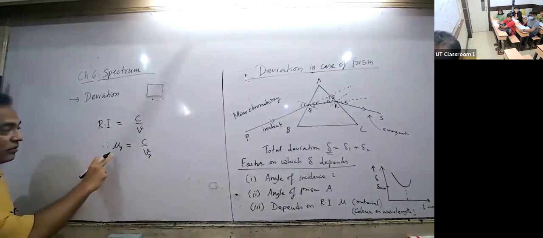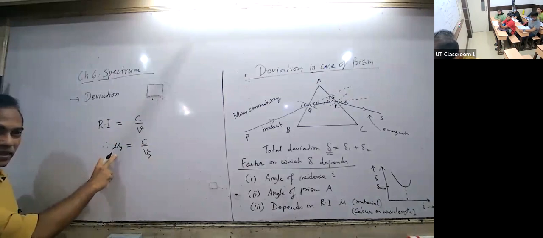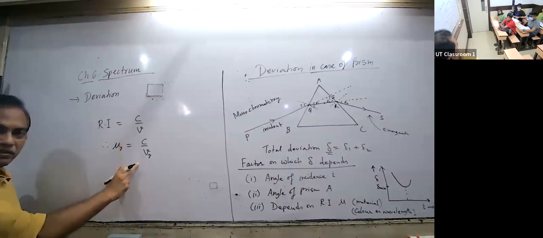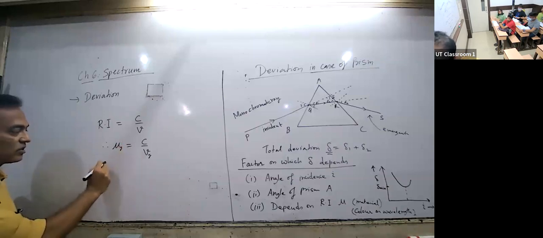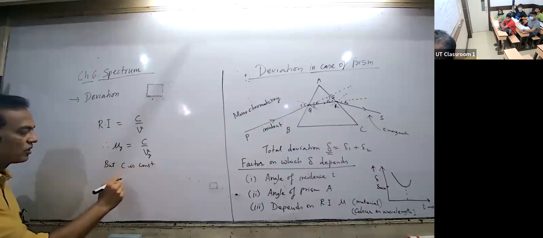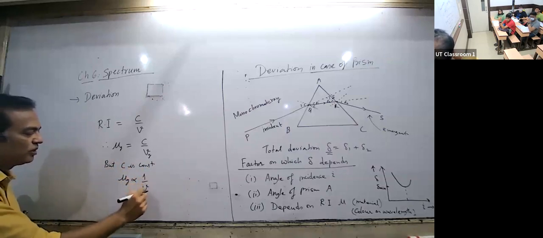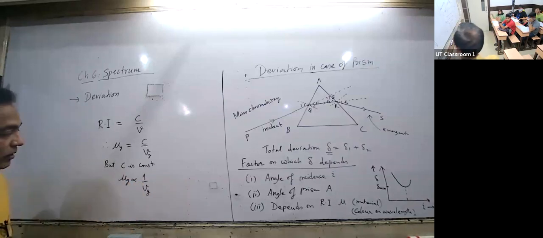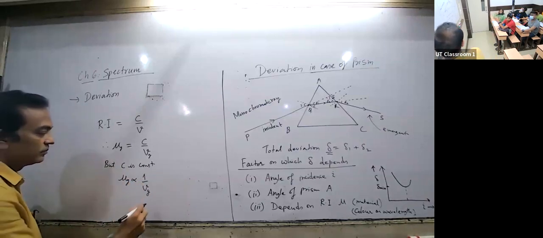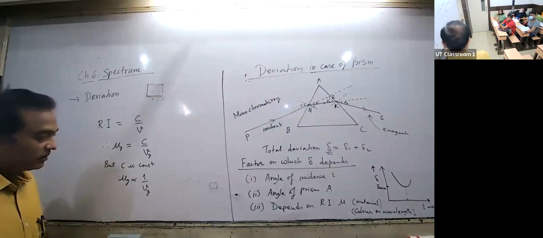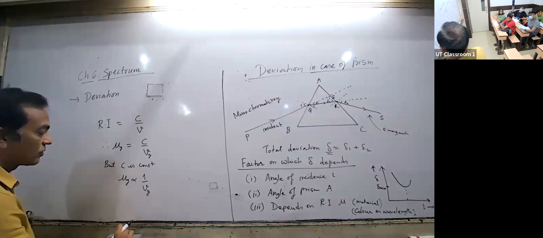So the refractive index of glass, in terms of the ratio of speed of light, is given as C by Vg. But C is constant. So can we say that mu G is inversely proportional to the speed of light in the medium? Yes, sir. Now what is Vg? The speed of light in glass, frequency times wavelength, right?